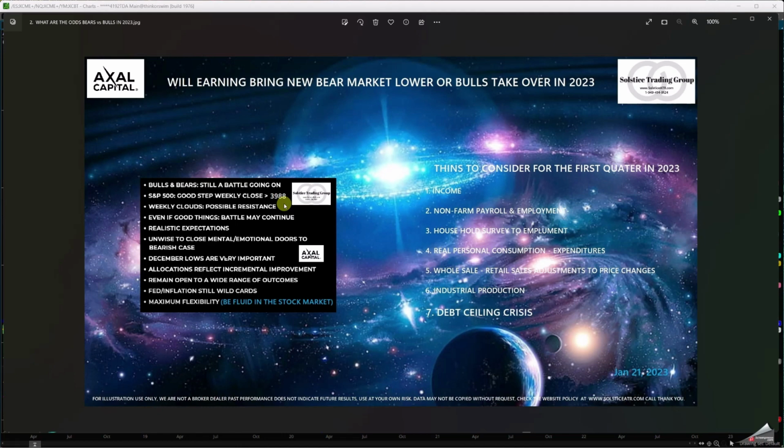So, things to consider. We're going to consider people's income in the United States as well as the global market. The non-farm payroll and employment in relationship to the household survey of employment. I spelled it wrong here; we can readjust it later on. Real personal consumption and expenditures.